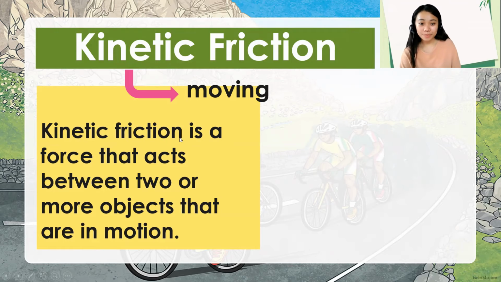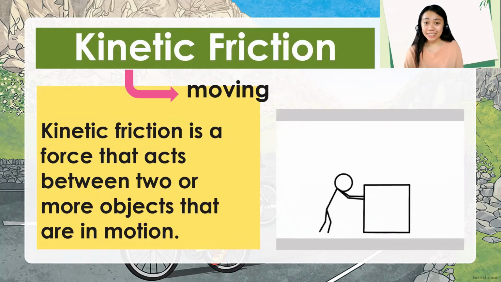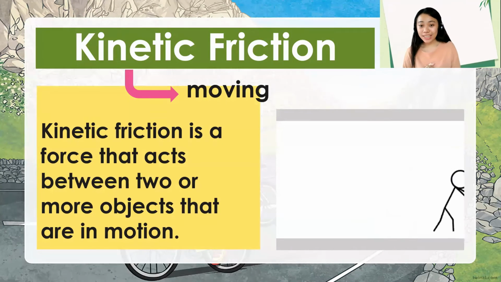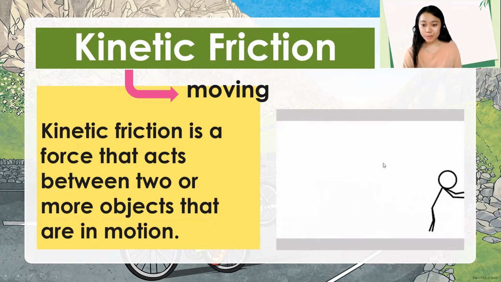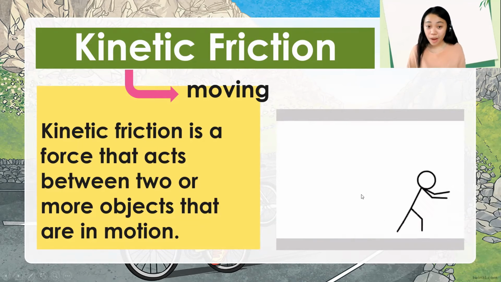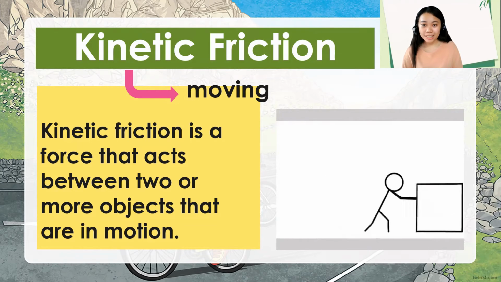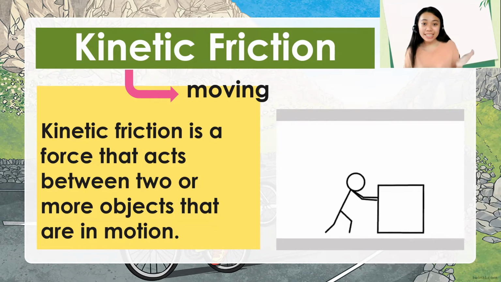Kinetic friction is a force that acts between two or more objects that are in motion. Look at this person. For example, look at the animation. This person is trying to push the box, and the box is moving. Therefore, kinetic friction is present.